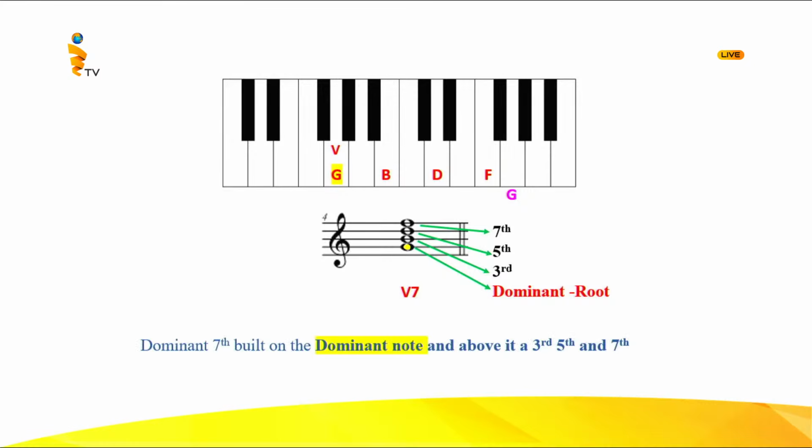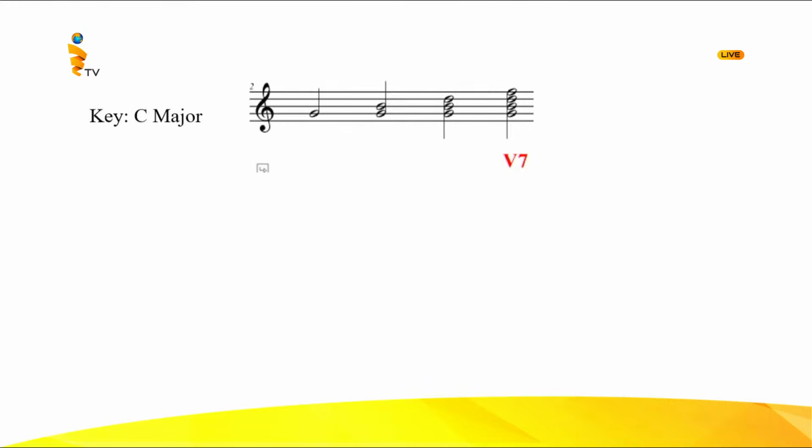So the dominant seventh is built on the dominant note, and above it a third, and above it a fifth and 7. I hope you all understood the dominant seventh chord. Right, now we'll take C major as the example. You can see the G is the dominant note of the C. So G, then G and B, the third, then G, B, D, the fifth, and then the last G, B, D, F. That is the dominant seventh.